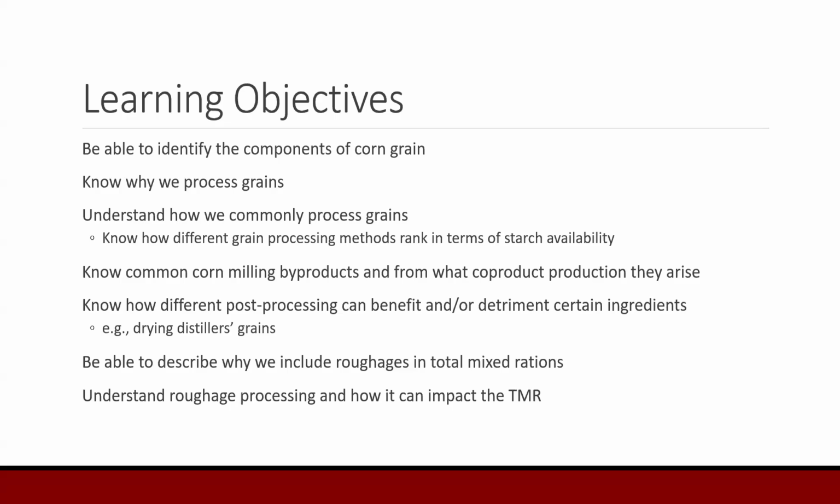Know common corn milling byproducts and from what co-product production they're from. Know how different post-processing of these byproducts can be a benefit or a detriment to those ingredients. Big example is drying distillers grains, that's going to have a big impact on the digestibility of some of those nutrients. Be able to describe why we include roughages in a total mixed ration and understand roughage processing and how it can impact that TMR and the response from that animal.